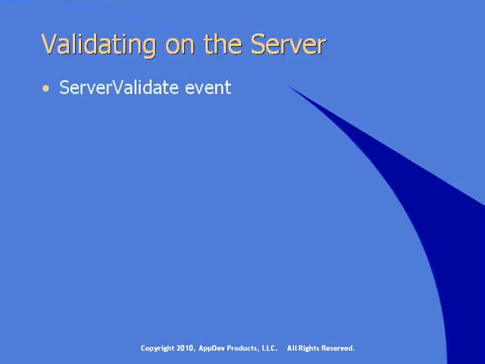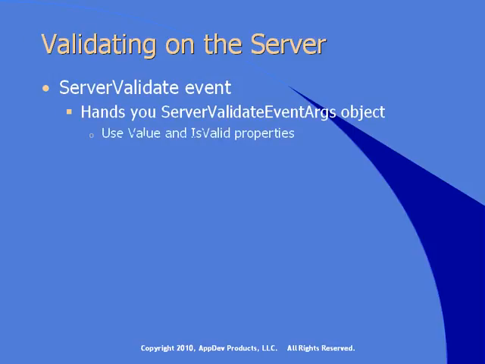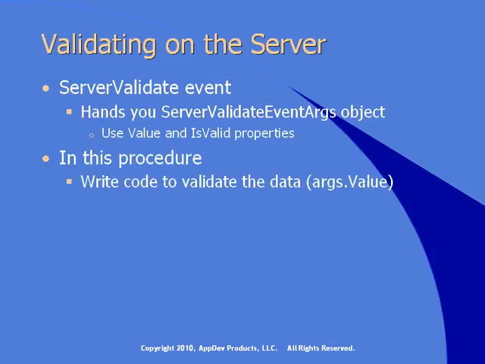In the server validate event, you get handed the server validate event args object. That's that e second parameter. And you'll use the value and isValid properties. They hand you the value, and you'll set the isValid property. In this procedure, you write code to validate the data, that is the value property, and you'll set the isValid property. That's the value you'll need to set to indicate whether you succeeded or not.